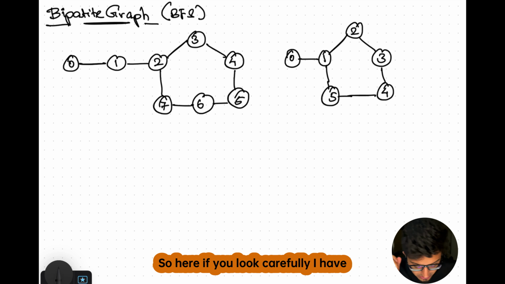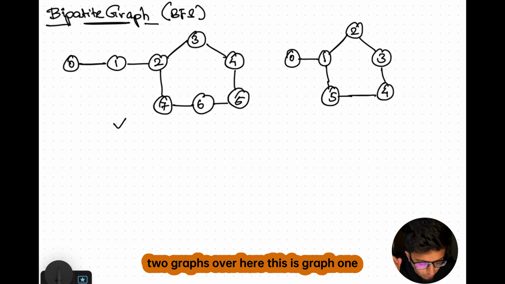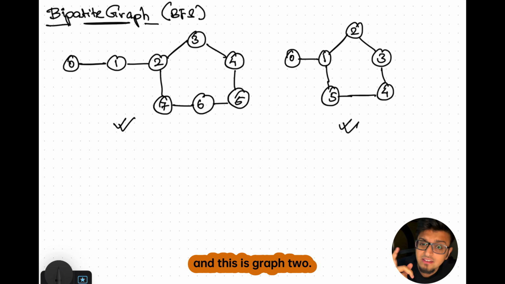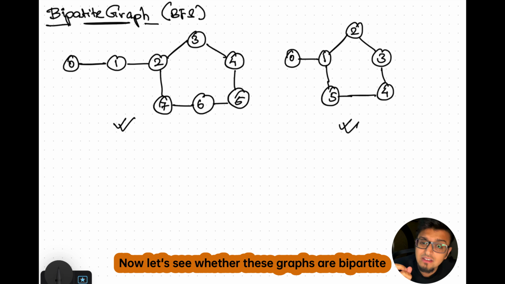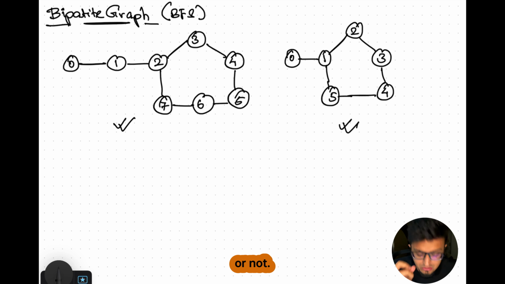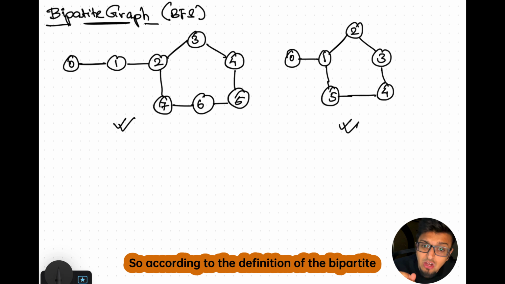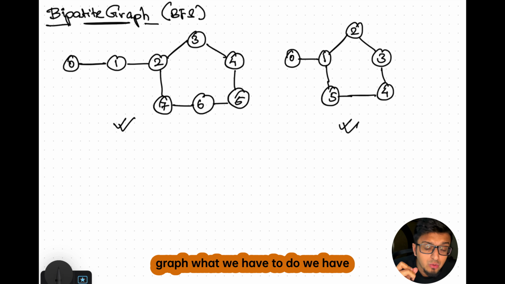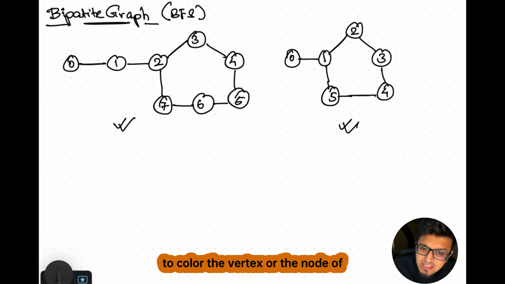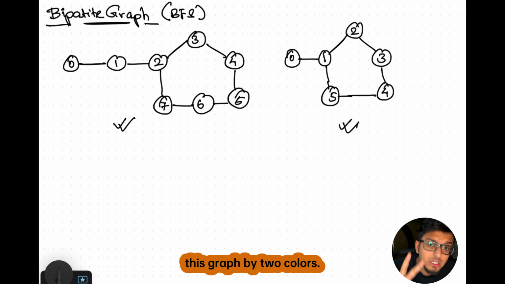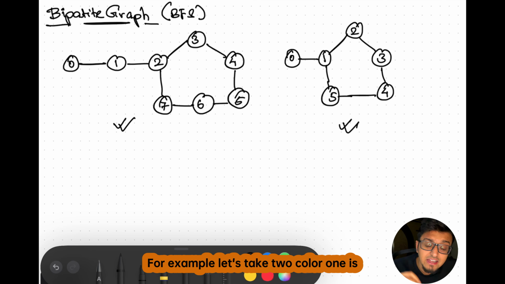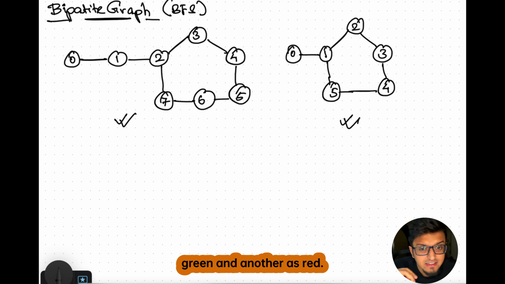Here, if you look carefully, I have two graphs. This is graph 1 and this is graph 2. Now let's see whether these graphs are bipartite or not. According to the definition, we have to color the vertices or nodes of this graph with two colors. For example, let's take two colors: one is green and another is red.